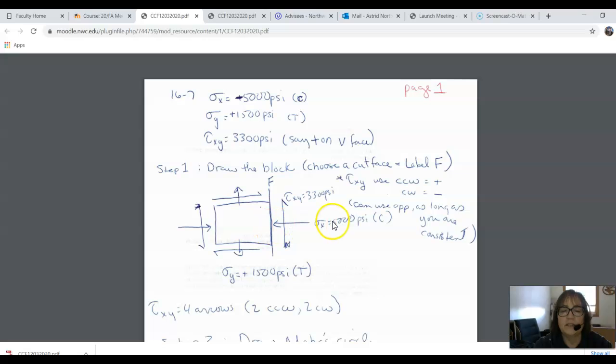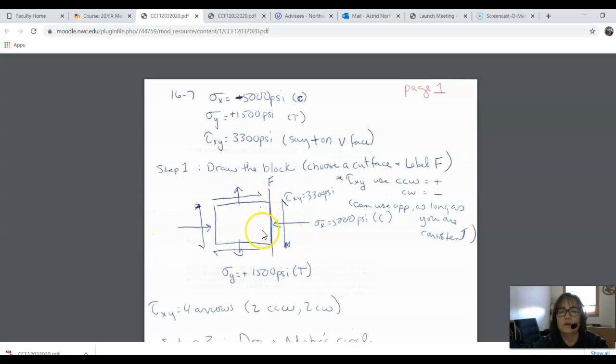In the x direction, sigma x is along an axis, so x is horizontal. It's 5,000 psi and it's in compression, which is negative. Sigma y is on the y-axis, which is vertical. It's 1,500 psi in tension, so that's positive, pulling away. And then tau xy I've defined as on my face being positive.